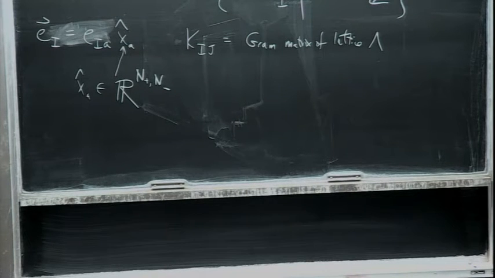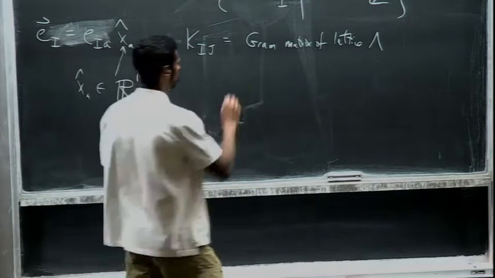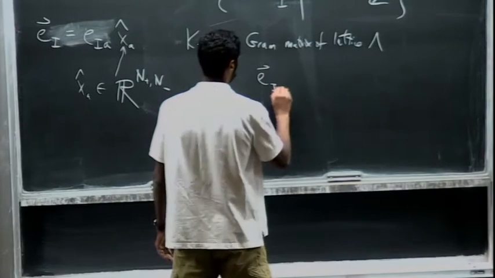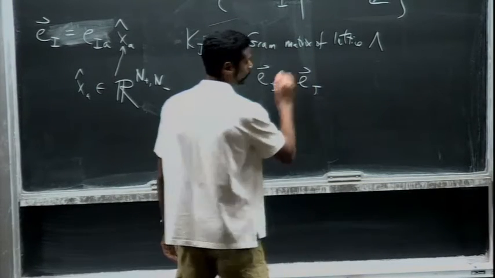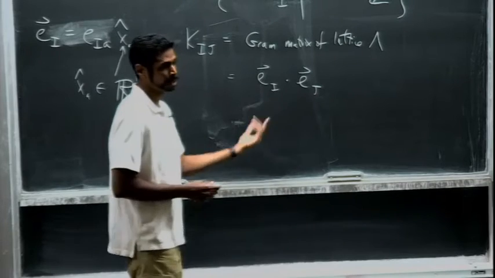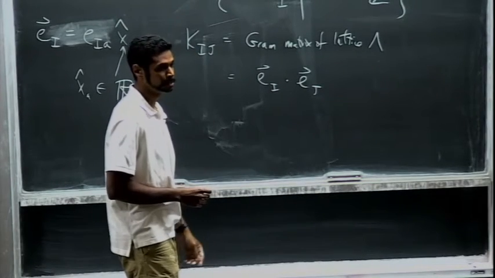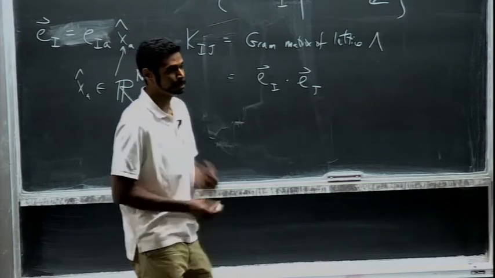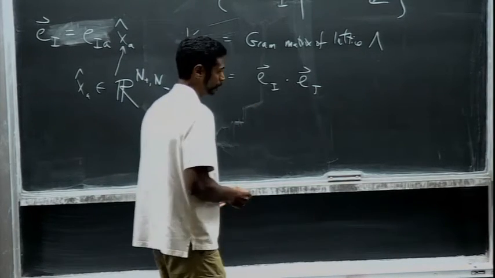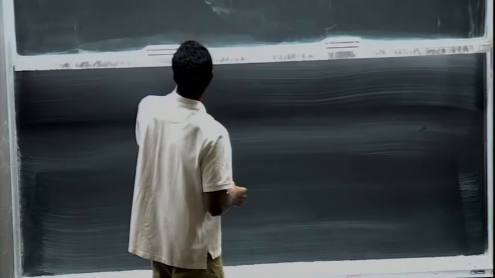Well, not exactly. The E_i are not orthogonal, right? Because K_ij is the Gram matrix of the lattice lambda, which is equal to E_i inner product E_j. So these things aren't orthogonal. And even though I'm going to multiply them by the A's, it doesn't give me something orthogonal. But, I mean, you'll see what I'm going to use this for soon, I hope. Okay.